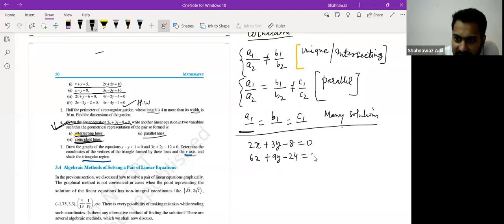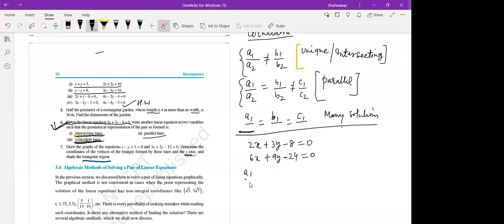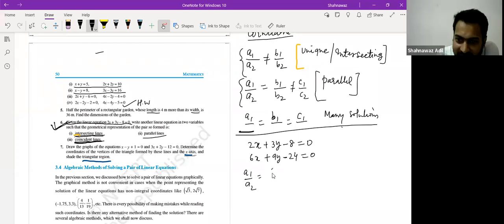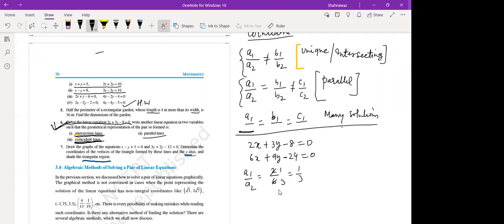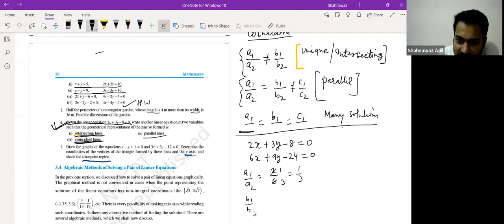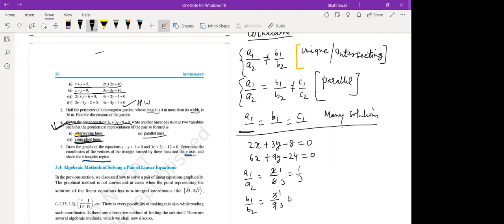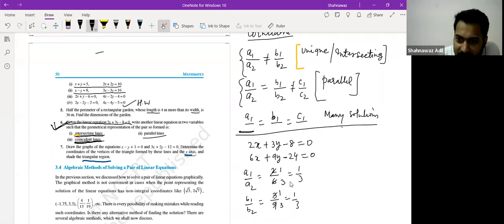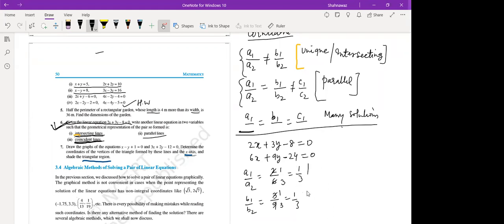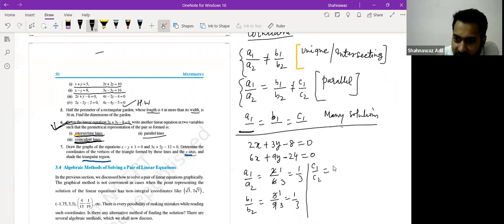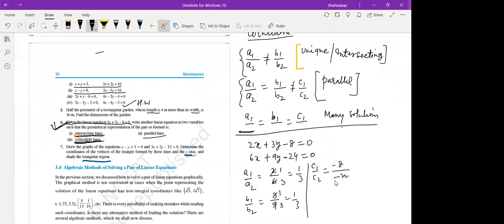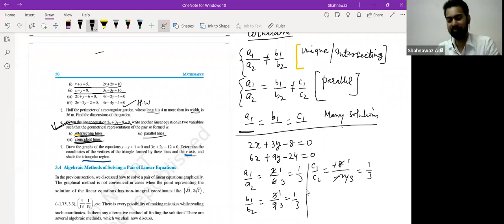So A1 by A2 will be what? 2 by 6, which is 1 by 3. And B1 by B2 will be what? 1 by 3. This we already know, but because we have just written our equations like this, right? So C1 by C2 is what? 8 by 24, which is 1 by 3.